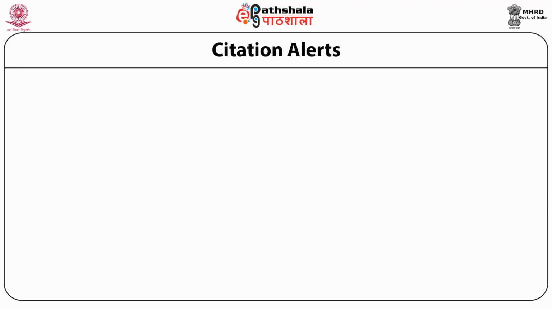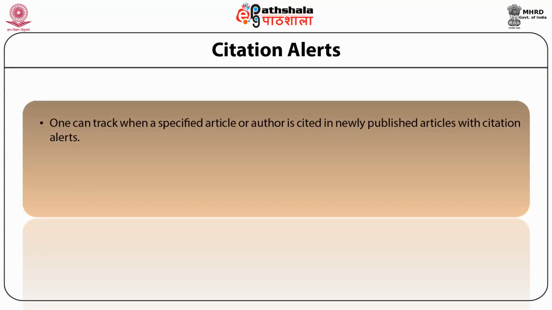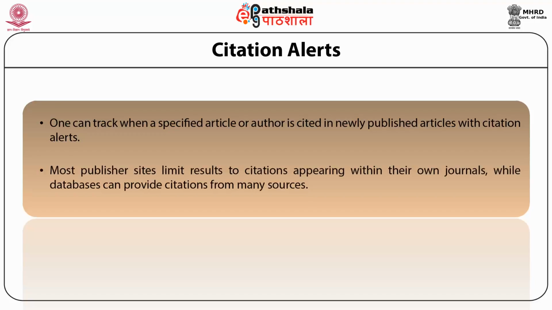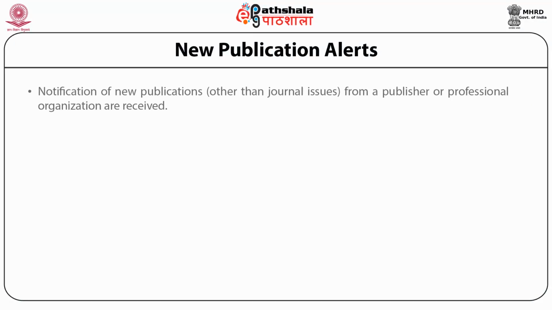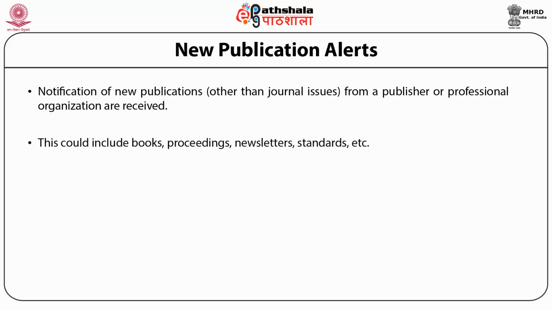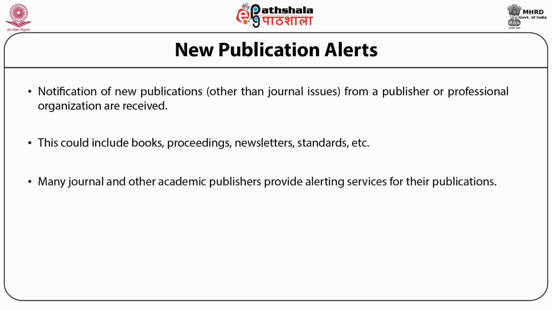Citation alerts. One can track when a specified article or author is cited in newly published articles with citation alerts. Most publishers limit results to citations appearing within their own journals, while databases can provide citations from many sources. New publication alerts. Notifications of new publications other than journal issues from a publisher or professional organization are received. This could include books, proceedings, newsletters, standards, etc.